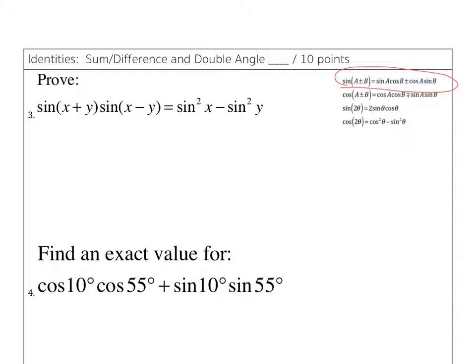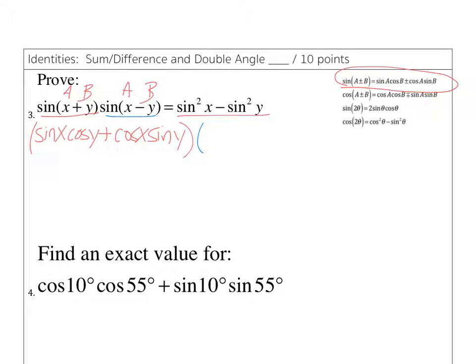So if sine of x plus y, that means my x is a and my y is b, times sine of x minus y, I'm going to use this formula twice. One's for plus, one's for minus. My goal is to make sine squared x minus sine squared y. So let's begin by plugging in the first one. We do this part in red. So we get sine of x cosine of y plus cosine of x sine of y. And we do the second part in blue, and we get sine of x cosine of y minus cosine of x sine of y.